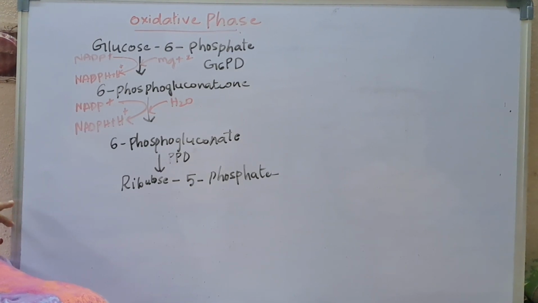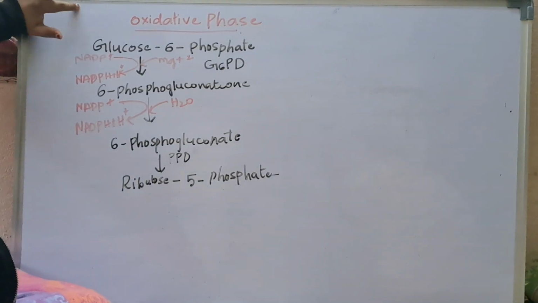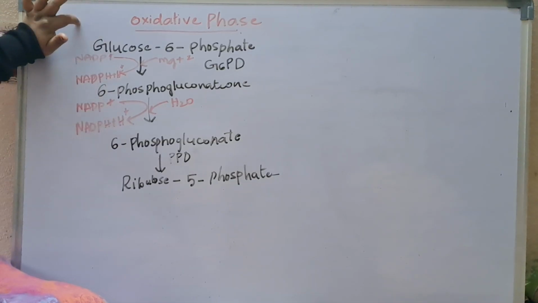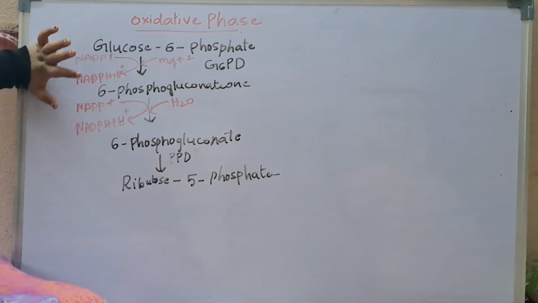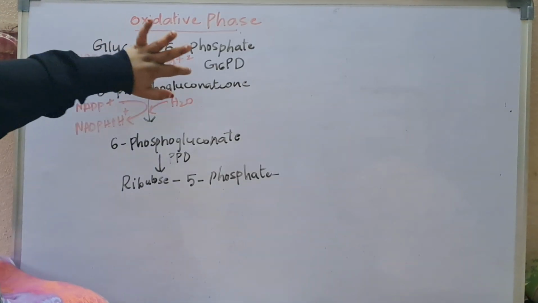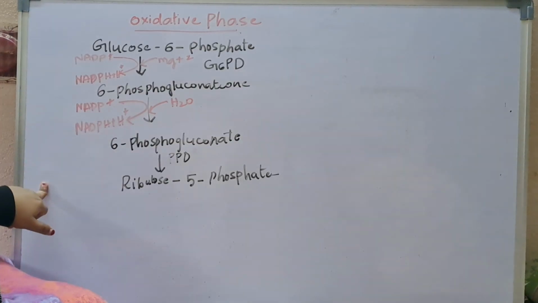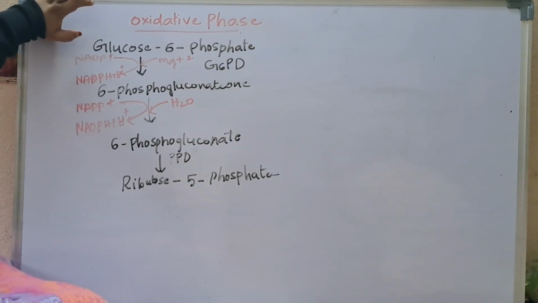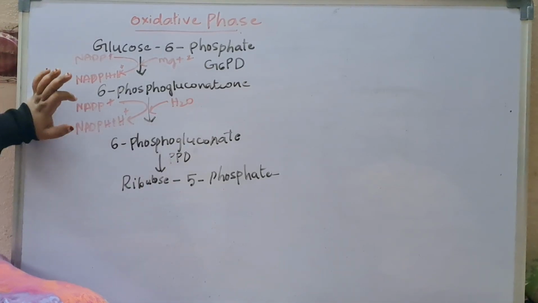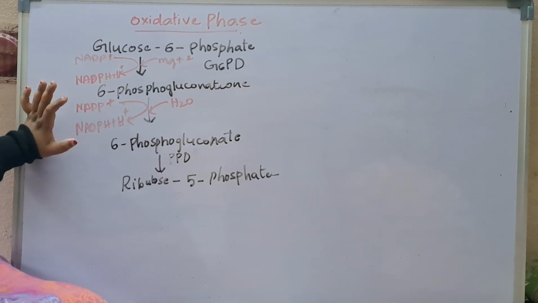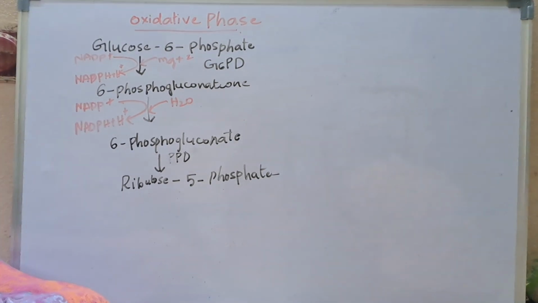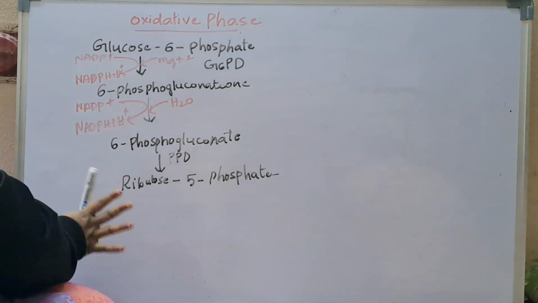Ribulose 5-phosphate is used for making DNA and RNA. These are the four steps of the oxidative phase. Here magnesium and water are used and two enzymes are used. Both are dehydrogenase enzymes only, but the first enzyme is glucose 6-phosphate dehydrogenase, and the next one is phosphogluconate dehydrogenase. Okay, so it's simple if you remember it this way.